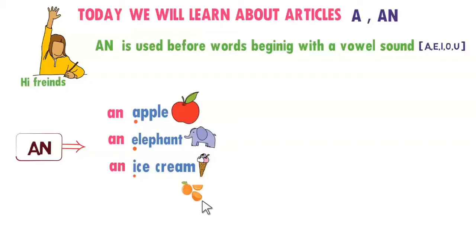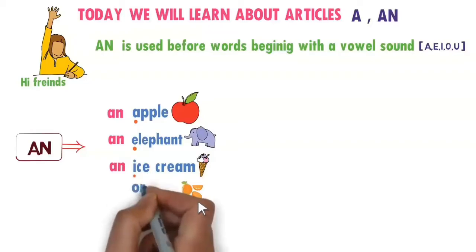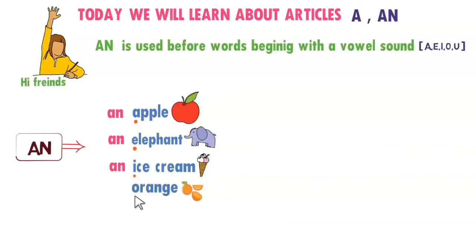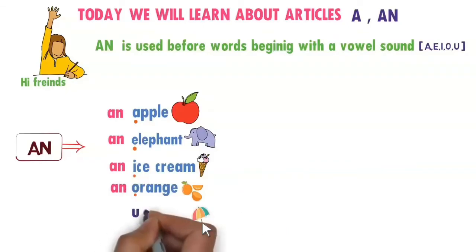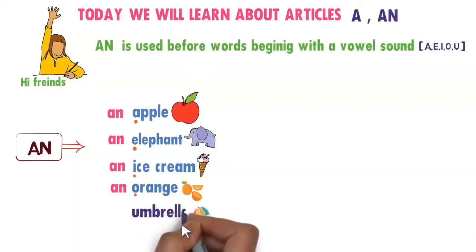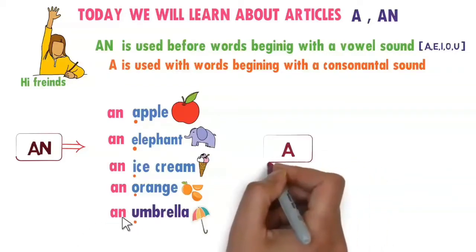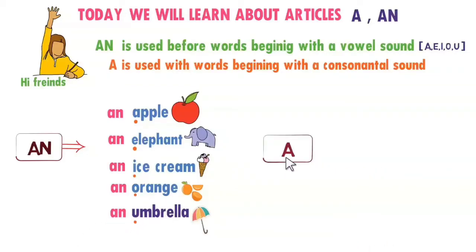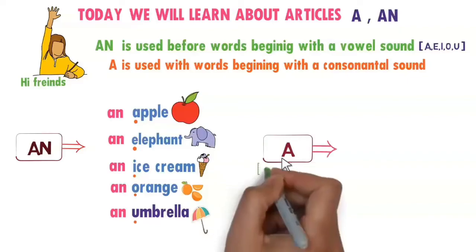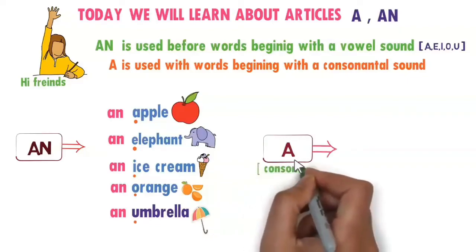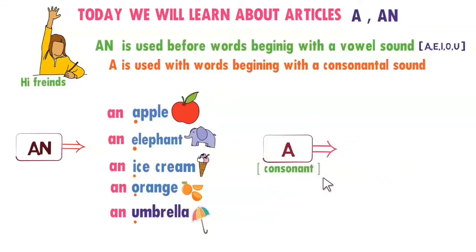Next is orange. Orange spelling starts with O. Vowel sound again. So again we will use the article an. Now what is this? Umbrella. It is starting with U, again a vowel sound. So we will use an. Now we will see the use of a. Consonants. A is used with the consonants.